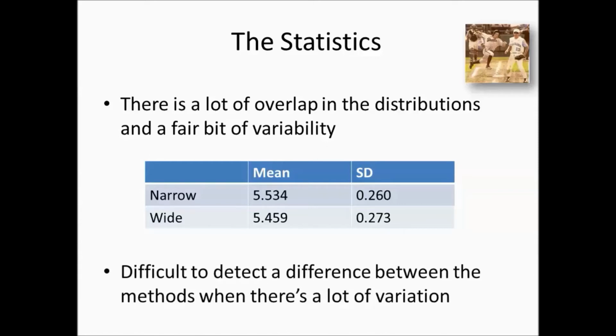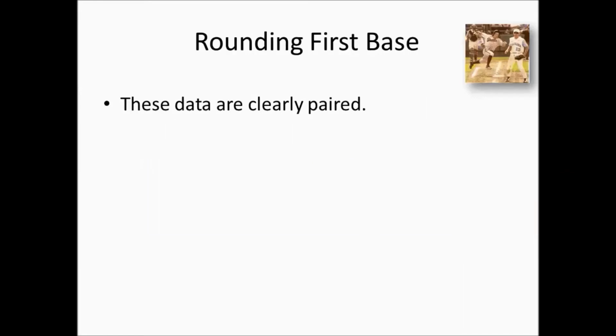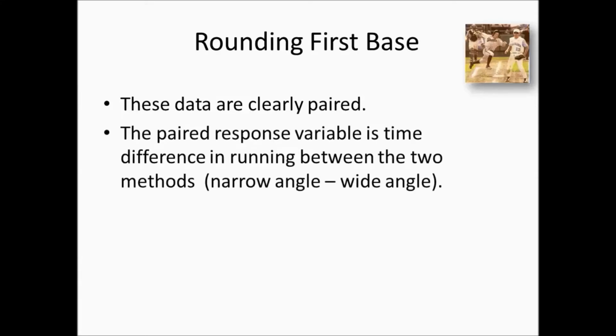If we were testing these as independent samples, it would be difficult to detect a difference between the two methods when there's so much natural variation in running times. However, these data are clearly paired and should not be treated as independent samples. Instead, we will focus our analysis on the difference in times for each runner between the two methods. Our paired response variable will be the narrow angle time minus the wide angle time.